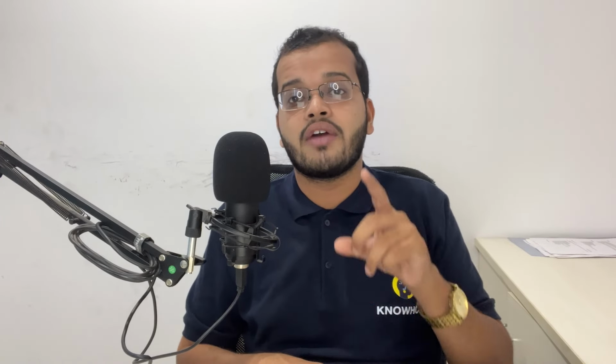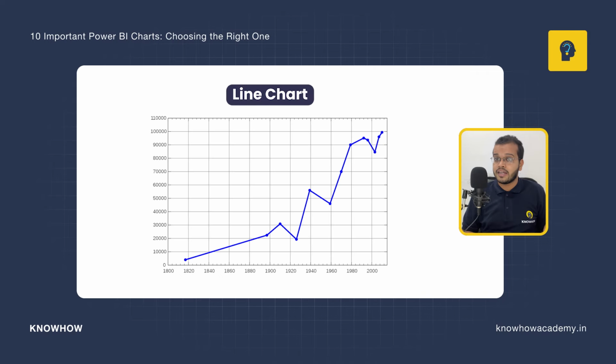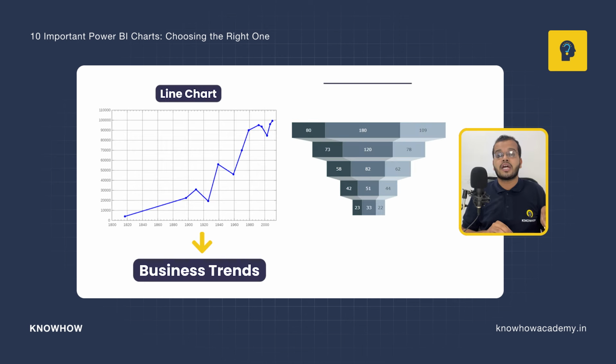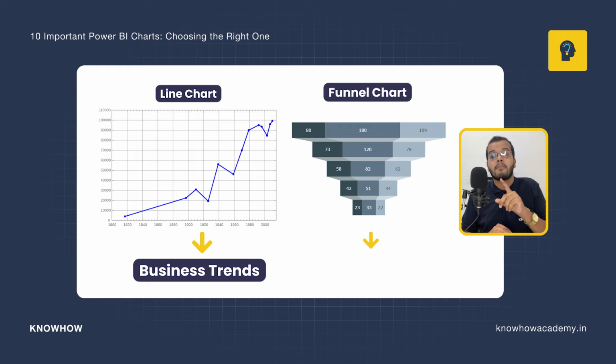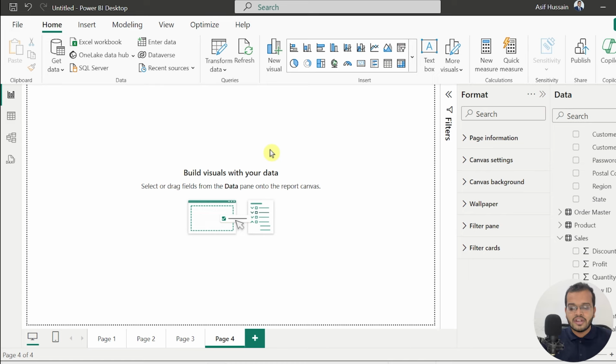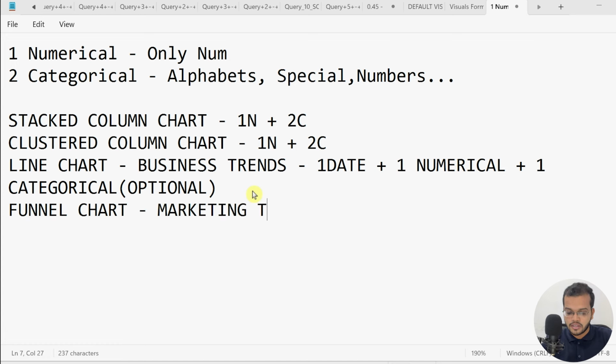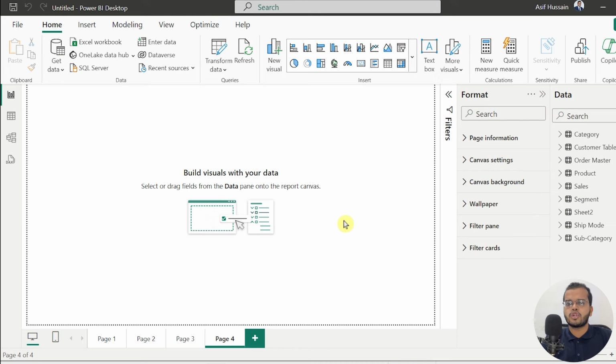My dear viewers, please understand that whenever you are using a line chart, it is for business trends, but if you are choosing a funnel chart, it is used for understanding the marketing trend. So I'll guide you on it here. This is very important. Funnel chart is used to understand the marketing trends.